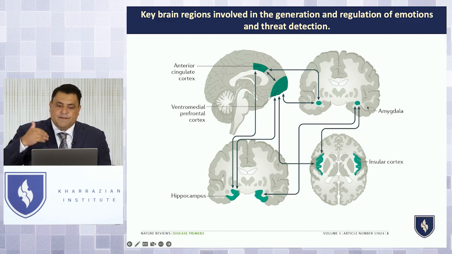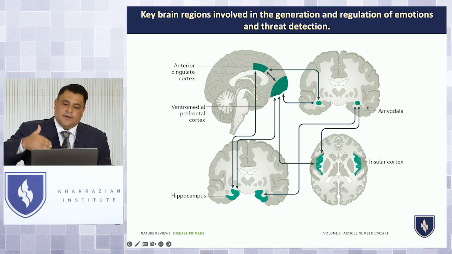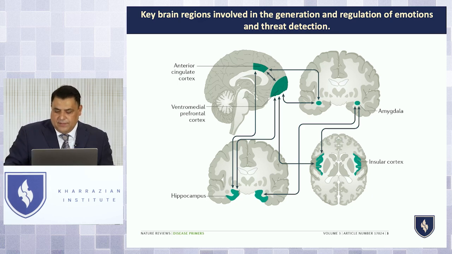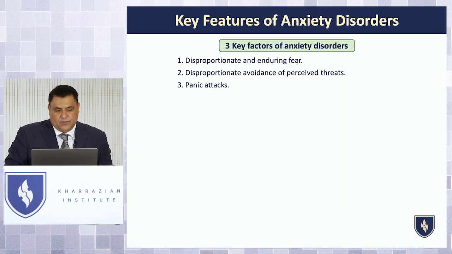So something is causing the frequency of firing of the amygdala to go up, or something is not allowing for dampening of inhibition pathways to the amygdala. That's leading to fear and anxiety disorders. Now, the key features of fear and anxiety disorders are three key factors.